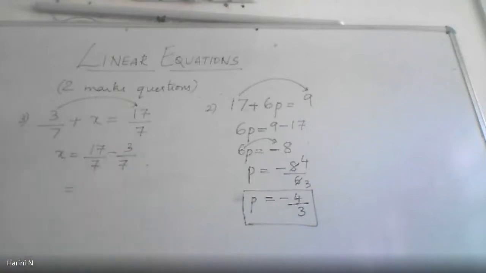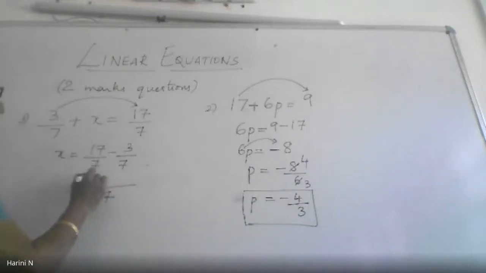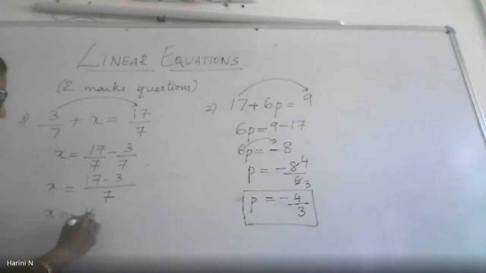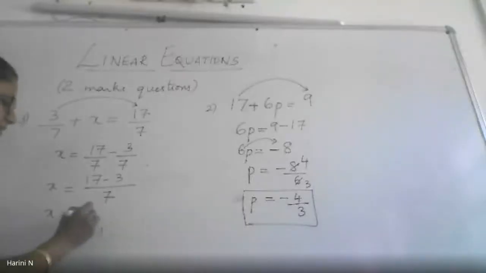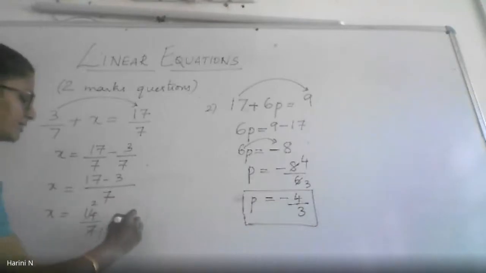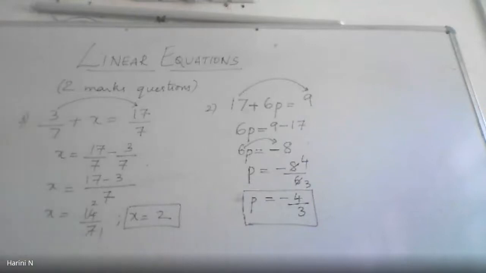Because the denominator is the same, there is no need of any LCM. Just subtract the numerators, 17 minus 3. So your x will become 14 by 7. Is there any common factor between 14 and 7? Yes, 7 itself. 7 1s are 7, 7 2s are 14. So your x will become 2. Denominator is 1, so 2 by 1 means it is 2. Clear? So such kinds of problems, are you confident about doing it?